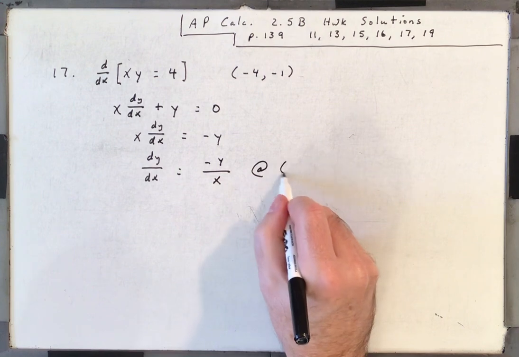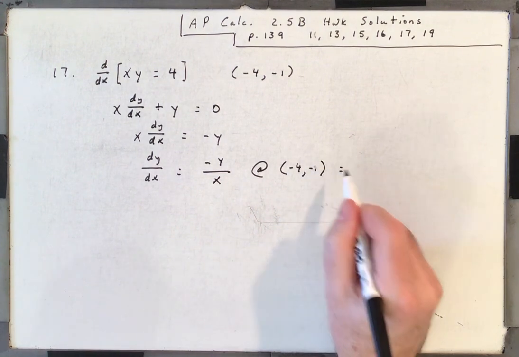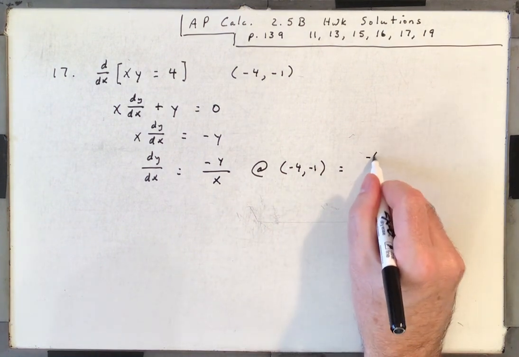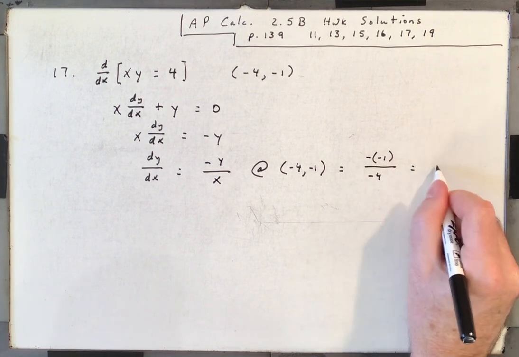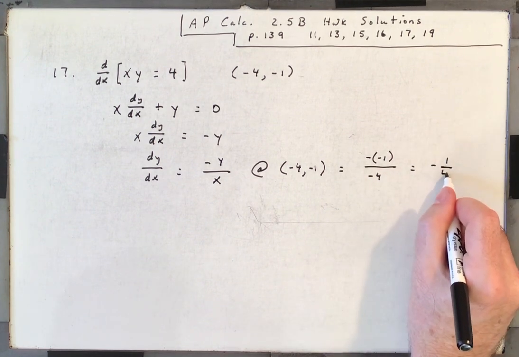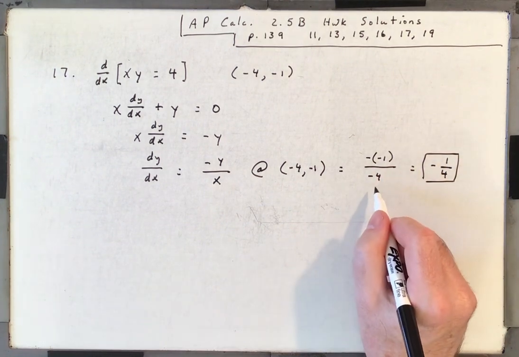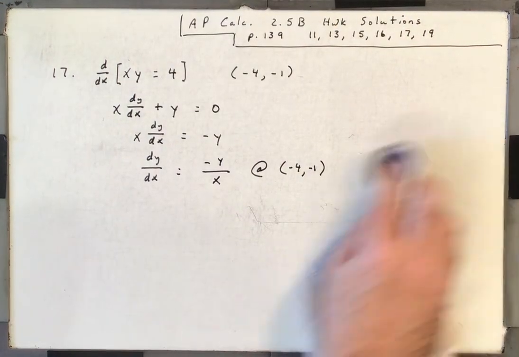So at (-4, -1), that would be -1 over -4, which would be 1/4. So that's positive 1 over 4. All right, and then number 19. Looks like to me it's going to take a little more room.